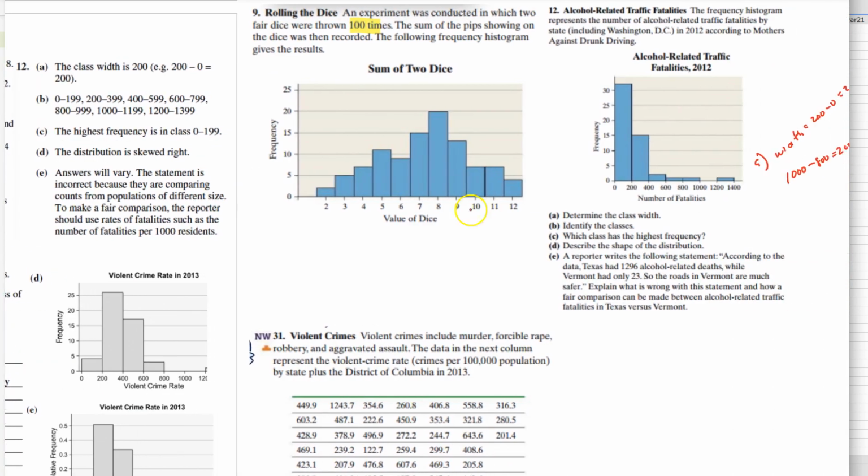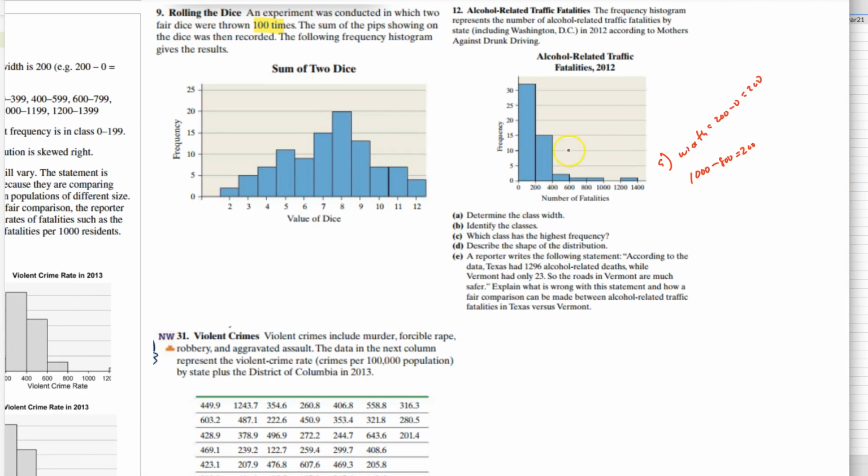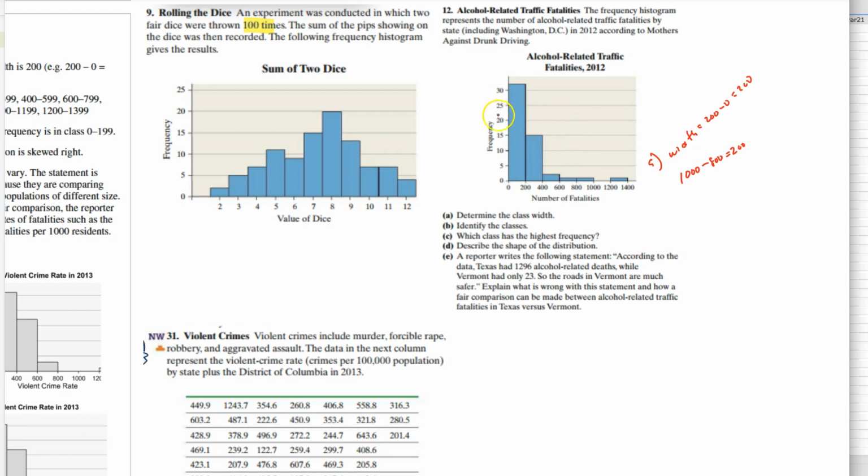Moving on to number 12, we're talking about histograms again. And so take a look at their specific shape. This is related to alcohol-related deaths. So take a look at that real quick.